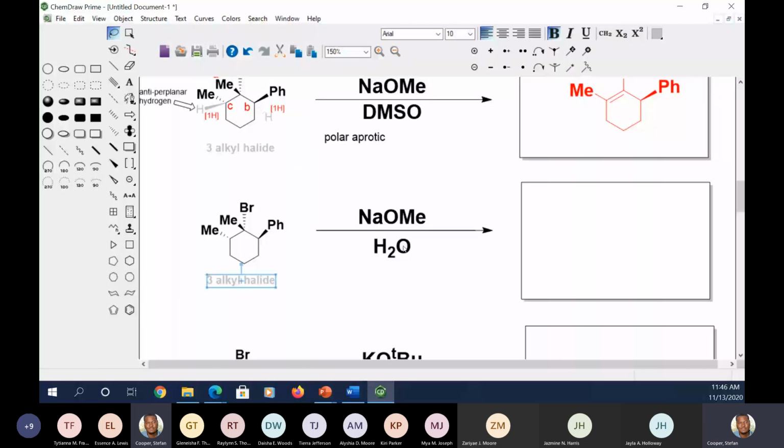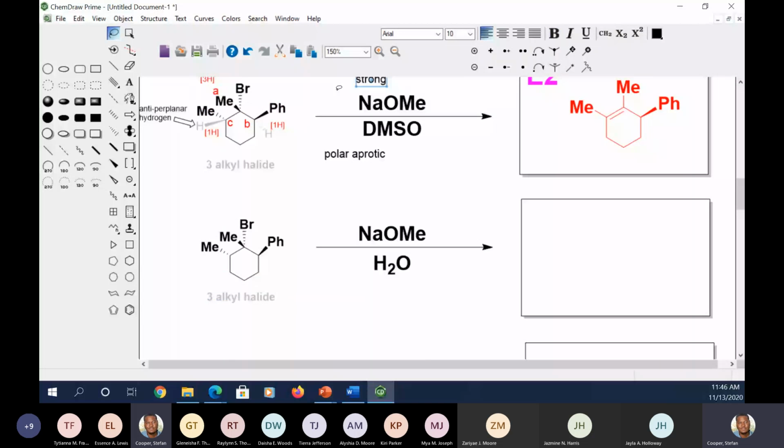What's going on with my base? We already established that it's strong, right? So my solvent here is which type? Protic, right? All right, so what type of mechanism am I dealing with here now? E1. All right, this is the E1 process.